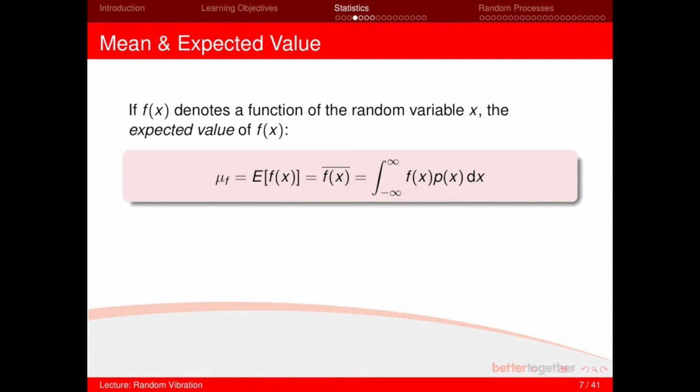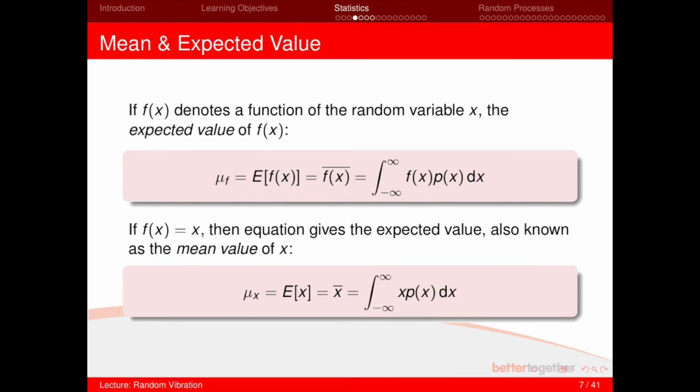And so, if my function is simply x, then equation 1, which is this one here, gives the expected value, also known as the mean value. So you take x p of x dx, and you integrate that between minus infinity and infinity, and you get your mean value.